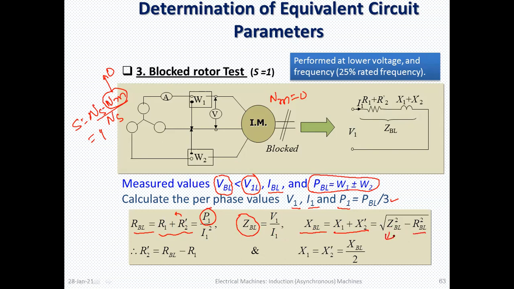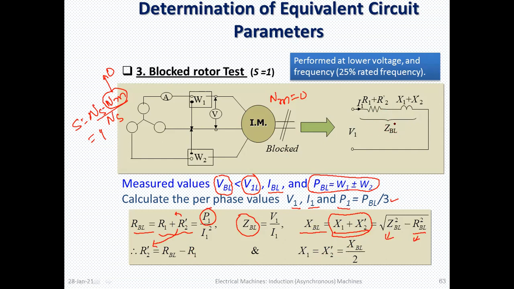ZBL is known, RBL is also known, so we can find XBL. It is customary to consider that X1 and X2 dash are almost equal. So X1 equals X2 dash equals XBL by 2. And from this relation we can also find R2 dash, which is equal to RBL minus R1. So here we have calculated these values, and this is called the impedance of the blocked rotor test.